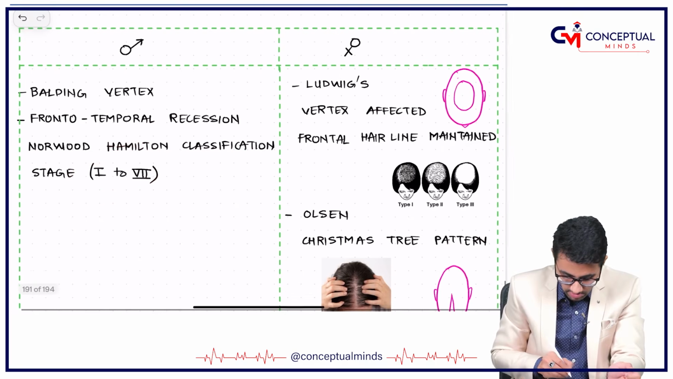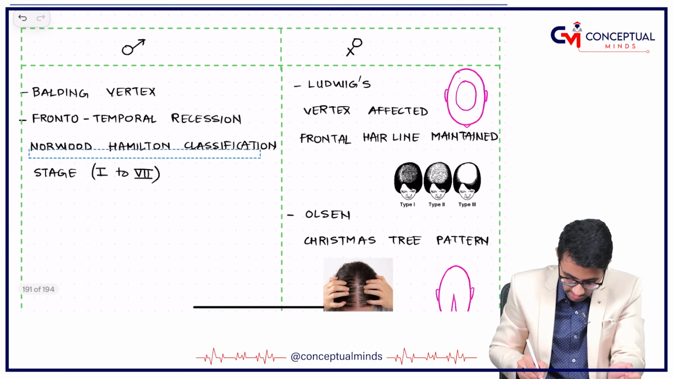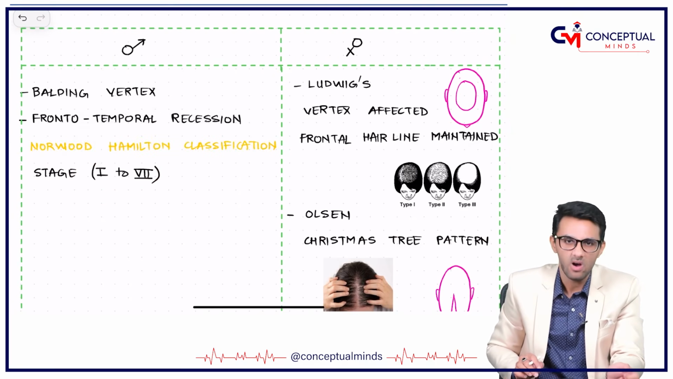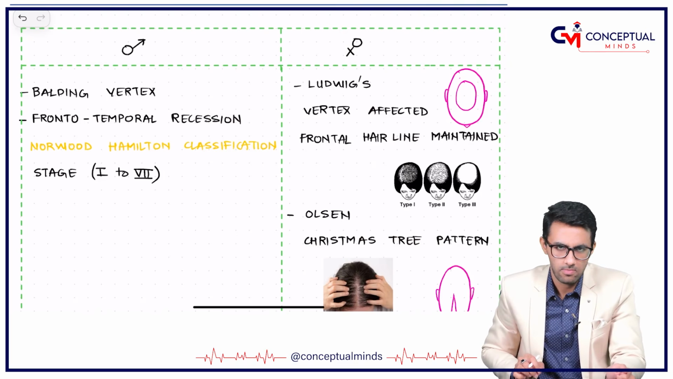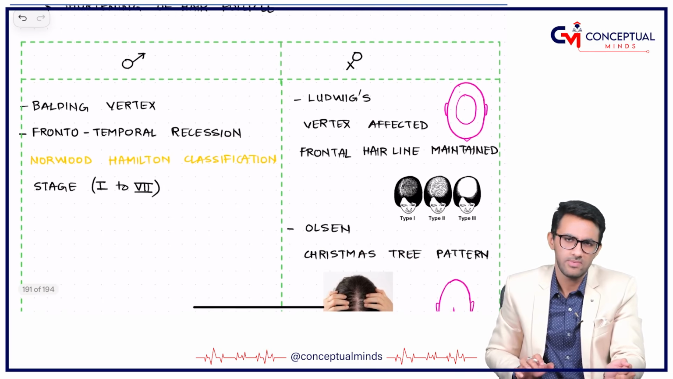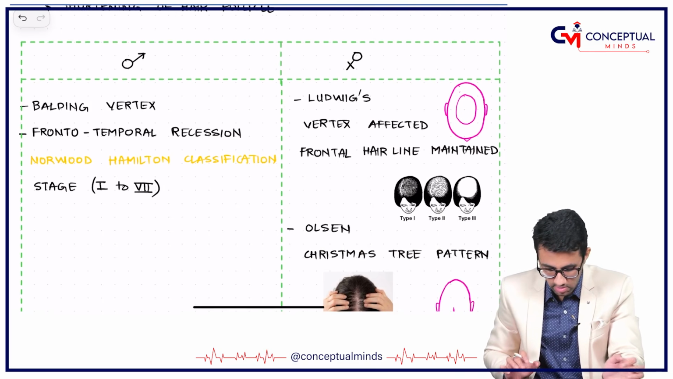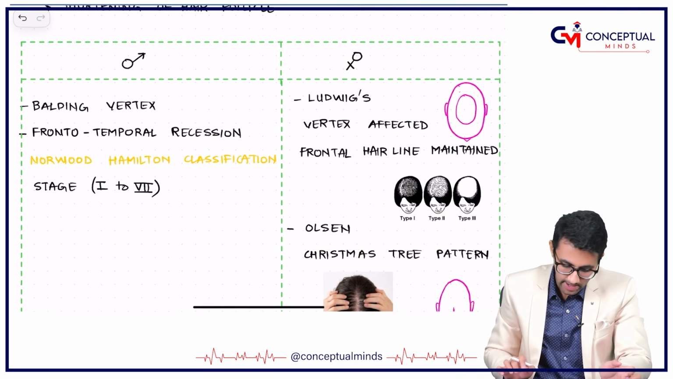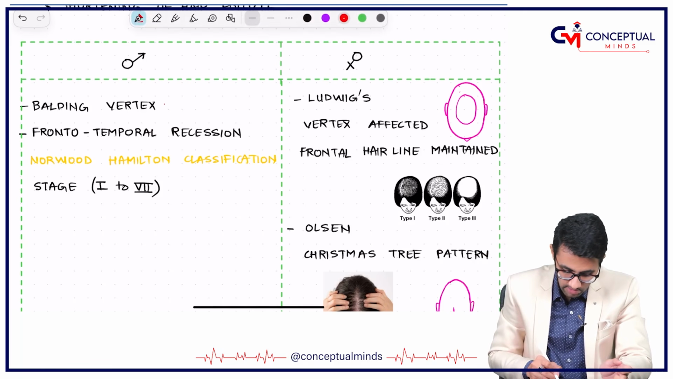So we have to remember this part. What classification do we use? Norwood classification is very important. Norwood and Hamilton. In the males, classification is very important. We just need to know the name, no problem. Where does the hair fall start? It starts from the vertex.